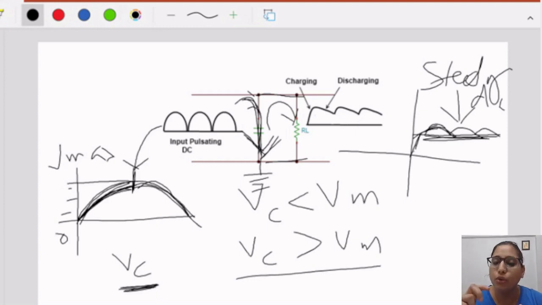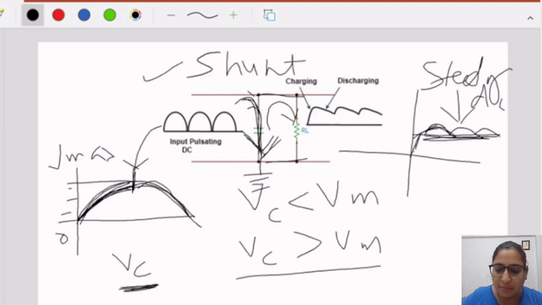So it is doing as a blocker for the DC components and pass for the AC components. So this capacitive filter is also considered as a shunt filter. Okay, shunt capacitor filter. Why so? Because this is connected in parallel, and in this manner it is just shunting or short circuiting the AC components here, and at the output we are getting only the DC components.